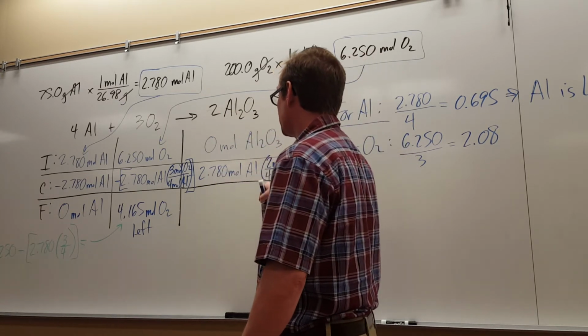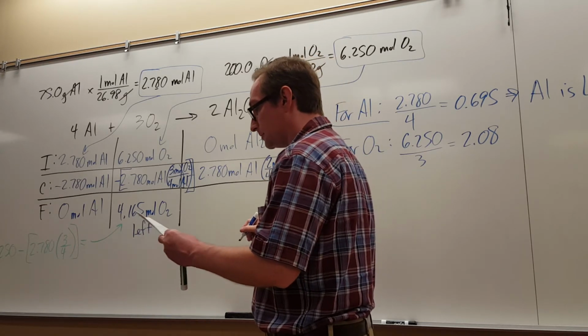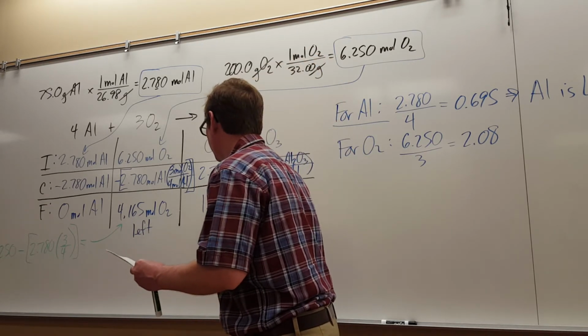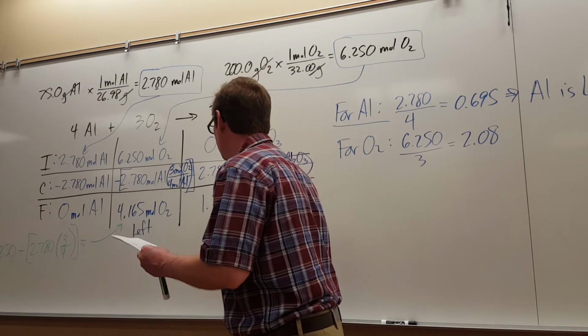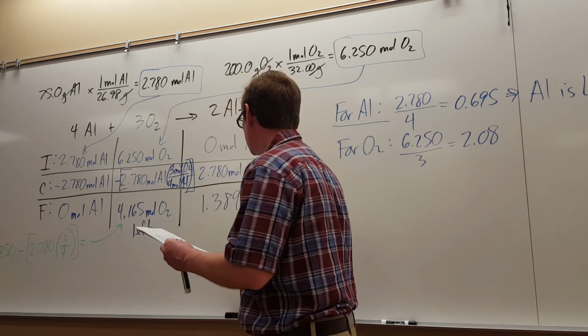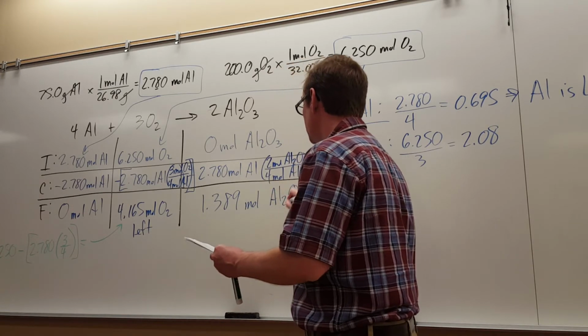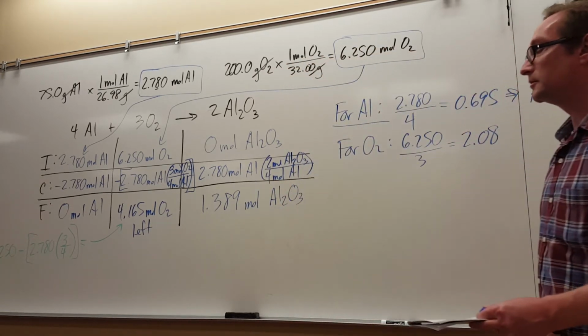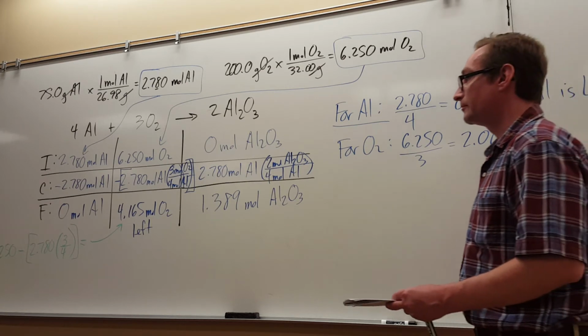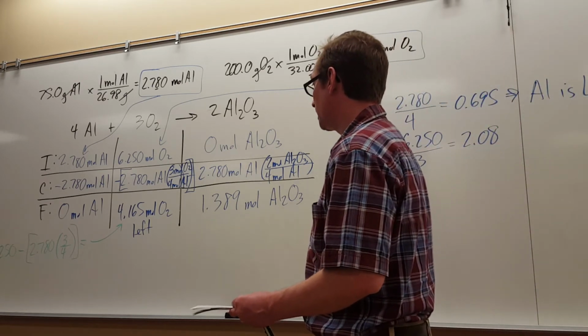So 2.78 times 2 over 4, that's going to give us 1.389 moles of Al2O3 left. I'm sorry, produced.